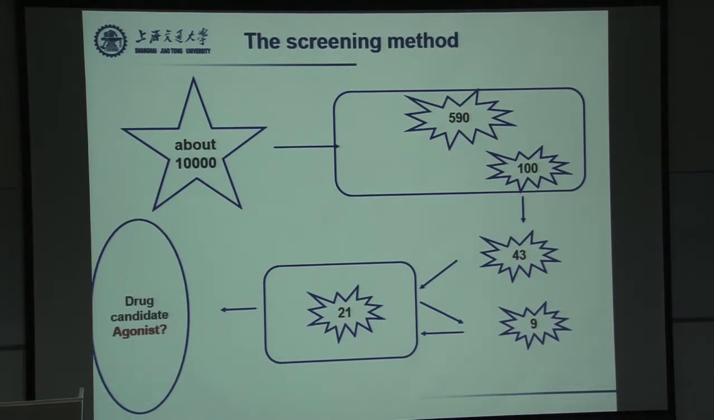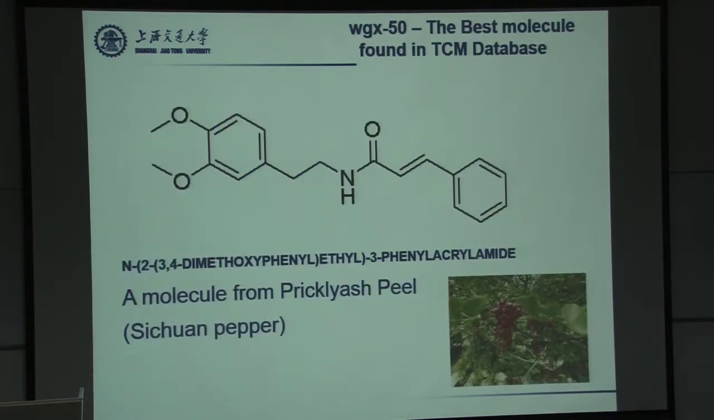And so eventually we get 7 molecules from this screening. The best candidate is this molecule. You see, it's quite similar to the template, the target molecule we used to screen the database. It's actually from Sichuan pepper. Actually, it's a very high concentration.